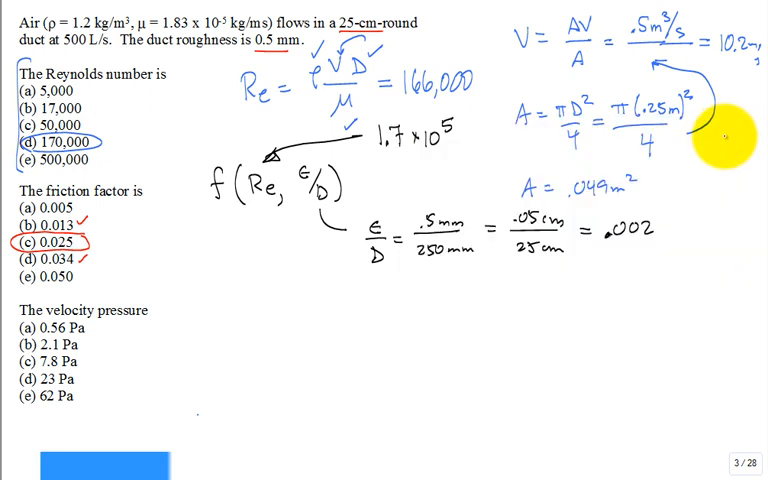All right, what is the velocity pressure? Another name for the velocity pressure is the what pressure? Dynamic pressure. For this flow, what is the dynamic pressure?